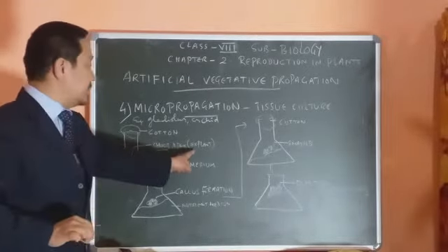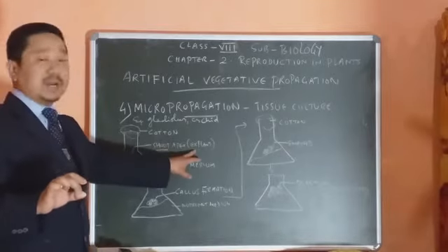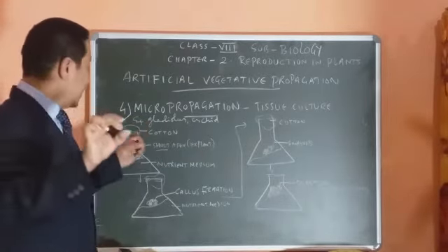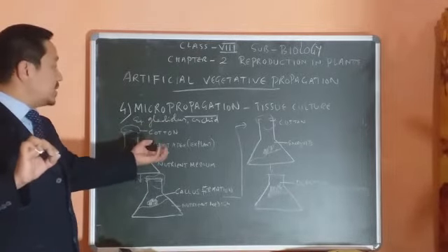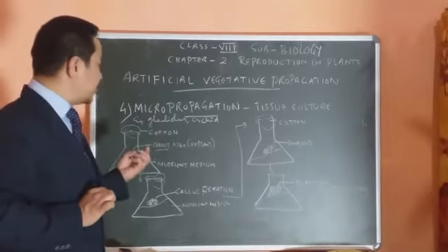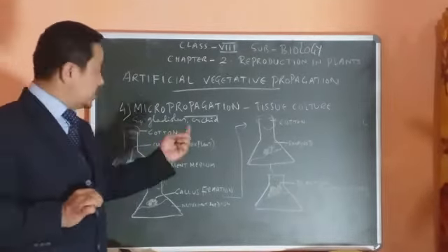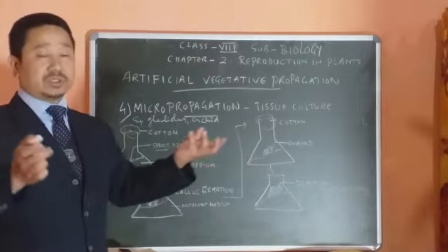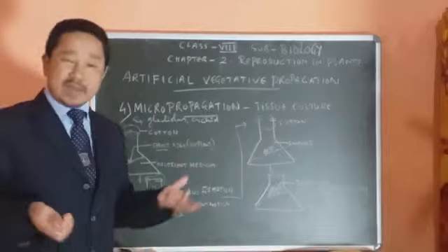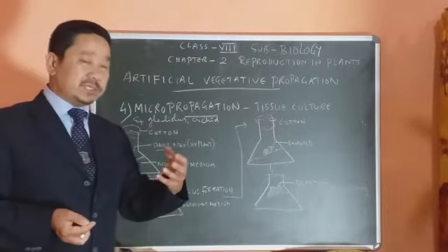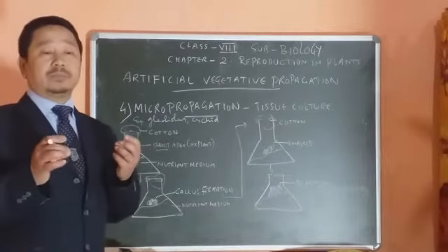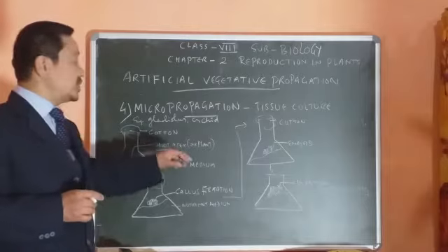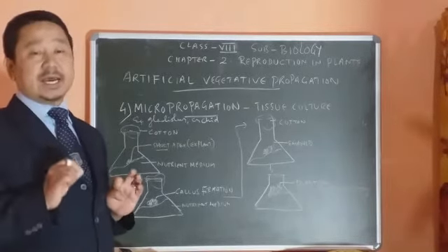Technically, that shoot apex which is taken for this purpose is called explant, E-X-P-L-A-N-T. The shoot apex is first treated with sterilizing chemicals, because it may be infected with some kind of fungal disease or have some bacterial problems. In order to disinfect it and make it free of such microbes, it is first treated with sterilizing chemicals.